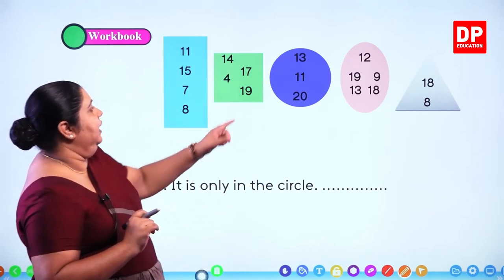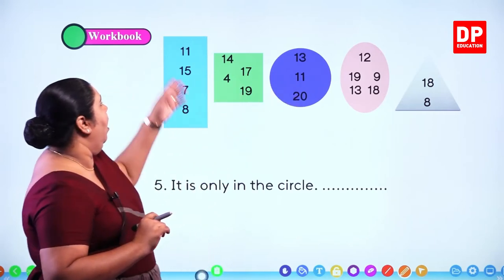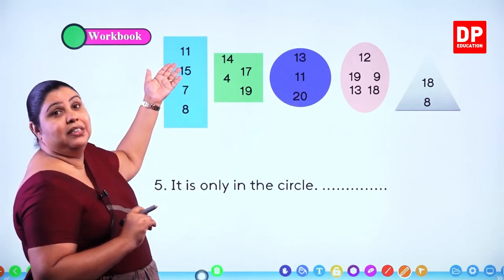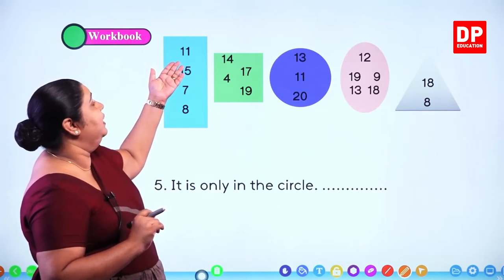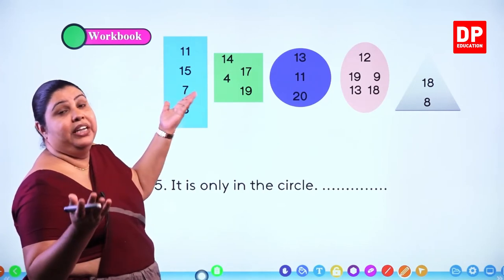Only in the circle. So what is the next number in the circle? Number 11. Now here see, in the rectangle itself we have number 11, so we can't take that.